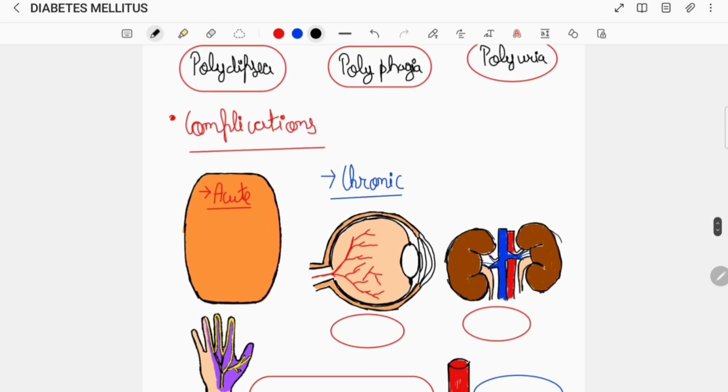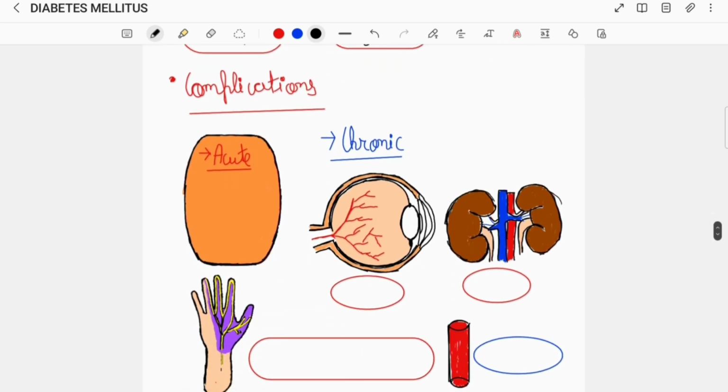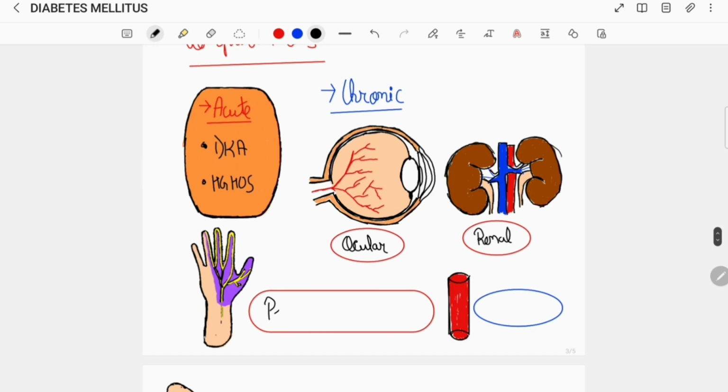A patient of uncontrolled diabetes mellitus can suffer from a lot of complications in the body. Short-term complications can include diabetic ketoacidosis and hyperglycemic hyperosmolar state. Long-term complications can include ocular complications such as diabetic retinopathy, or there can be renal complications such as diabetic nephropathy, or there can be complaints related to peripheral neuropathy such as sensory loss, or there can be vascular complications.